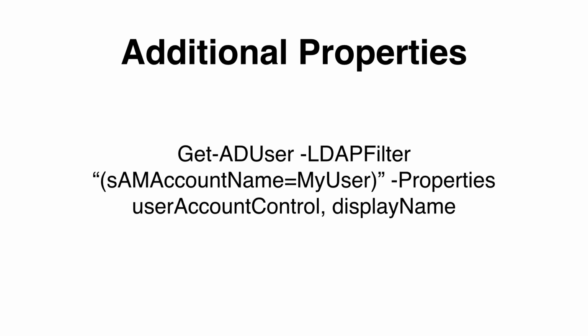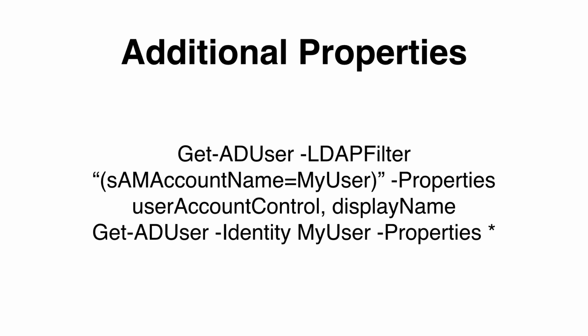By default, not all the properties are returned when getting a user object. To return the properties that are not part of the default, we can do so by specifying the property parameter and then the property we would like to have returned. This is an example of how to do that. So we're specifying Get-ADUser, the LDAP filter, account name equals to user, and then the properties that we would like to have returned. If we would like to return all the properties that are associated with a user account, we can do so by specifying a wildcard character or the star character.